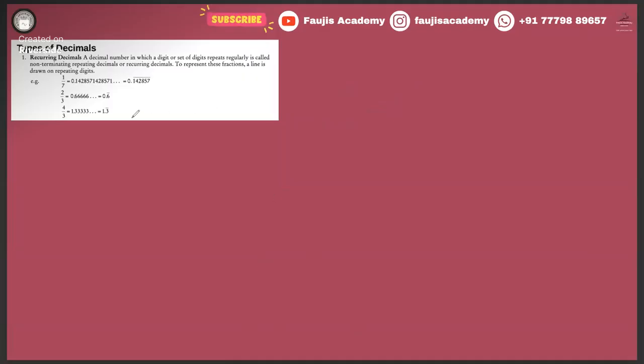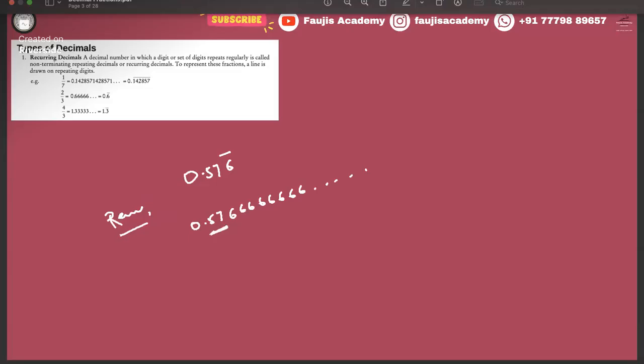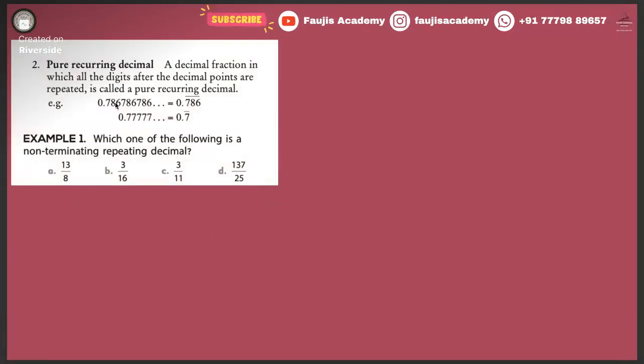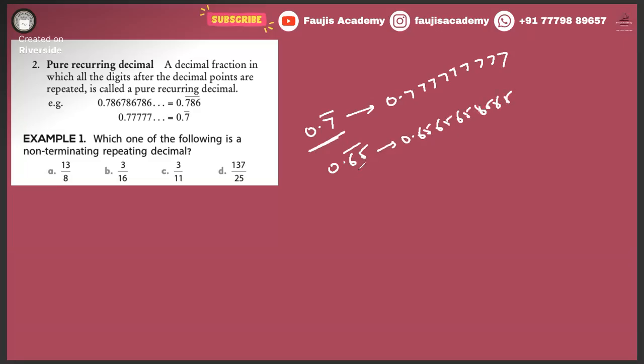In a recurring decimal, we need not always have all the digits repeating. When I write 0.576 bar, this is also a recurring one, which means 0.57666666. After the point there are two digits, 5 and 7, which did not repeat. So this is just recurring. But in the pure recurring, 0.7 bar is 0.777777, and 0.65 bar is 0.6565656565. There is not a single digit after the point which is not repeating.